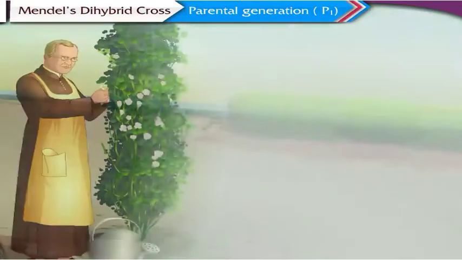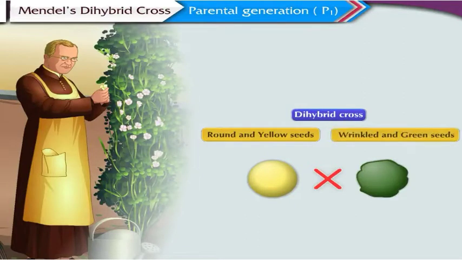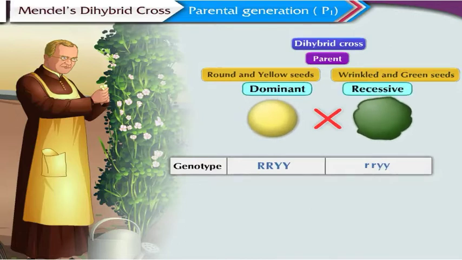Parental generation, P1. In Mendel's dihybrid cross experiment, he chose pea plants having round and yellow seeds and those with wrinkled and green seeds as parent plants. The genotype of the plant with round yellow seeds is capital R, capital Y, and the plant with wrinkled green seeds is small r, small y. Here, round shape and yellow color of seed are dominant characters, while wrinkled and green color of seed are recessive characters.